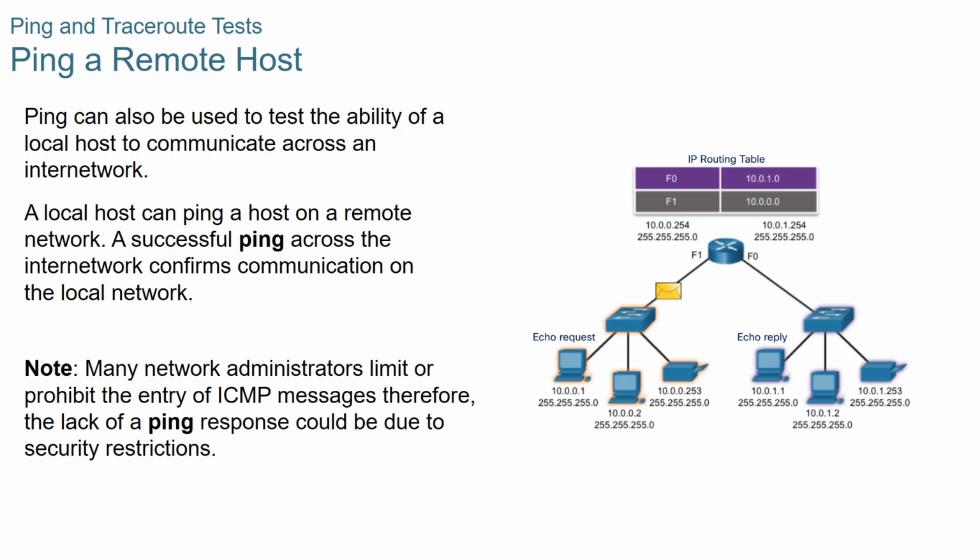So if you get a block to your ping request and you get no reply, it's not necessarily that the device is down. It could just be that they've set up a firewall to actually block ICMP within that network segment. So it's not necessarily due to the failure of the device. It could just be that it's stopped for security reasons on the network segment.